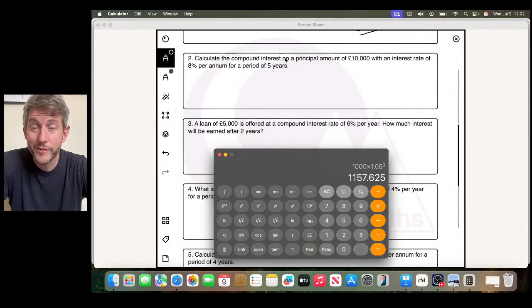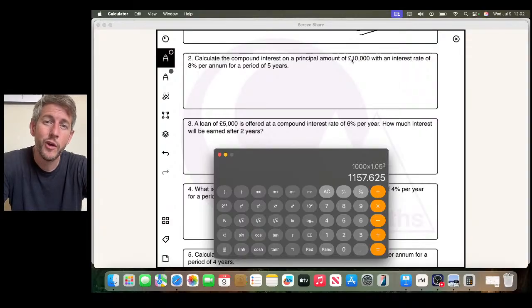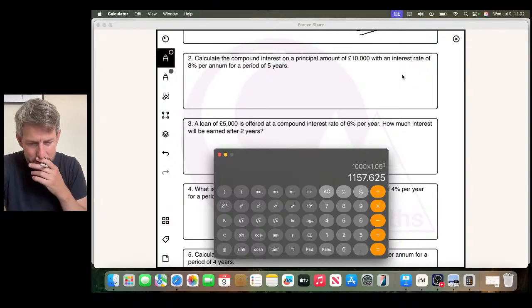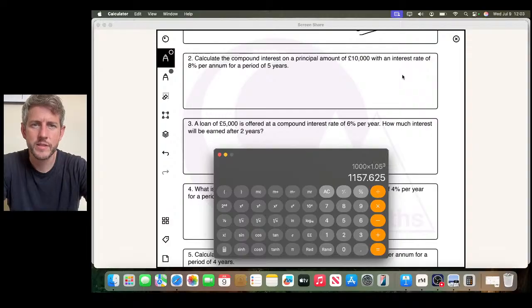Calculate the compound interest on a principal amount of £10,000 with an interest rate of 8% per annum for the period of 5 years. So this is interesting.